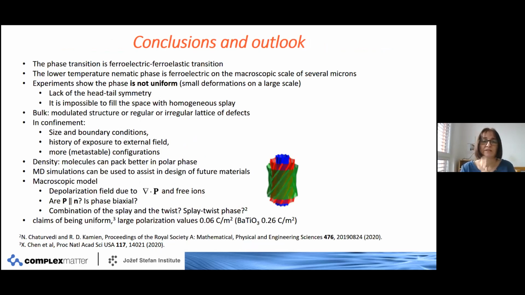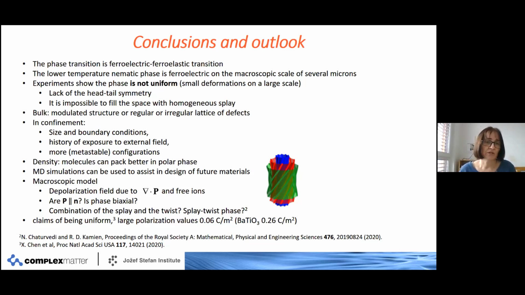So this brings me to conclusions and outlook. I have shown you that the phase transition between the usual nematic phase and the ferroelectric phase is a beautiful example, at least to me, of a ferroelectric, ferroelastic transition. The lower temperature nematic phase is ferroelectric on the microscopic scale of several microns. And the experiment shows that the phase is not uniform. In a few degrees just below the phase transition, we see that it looks modulated, but later on we also see that the twist is involved.